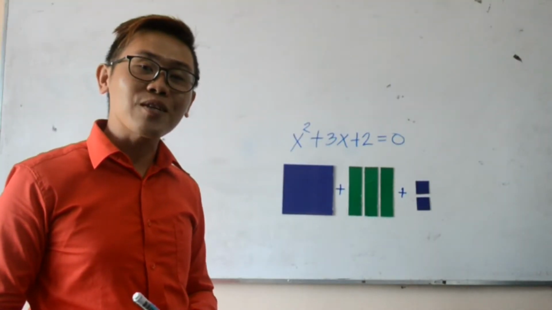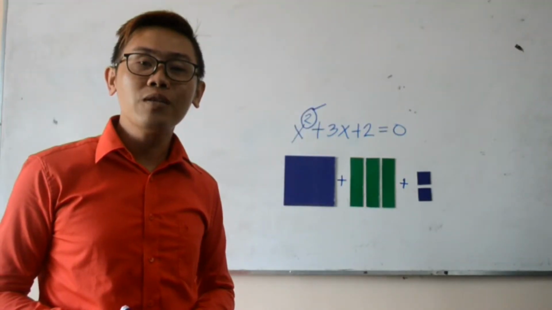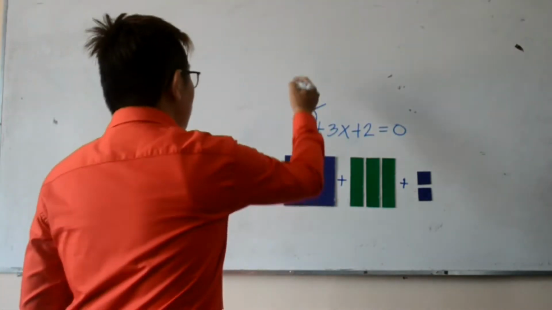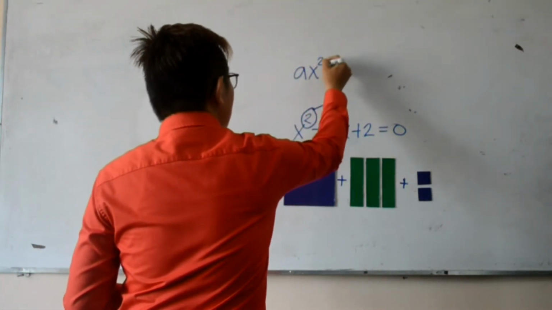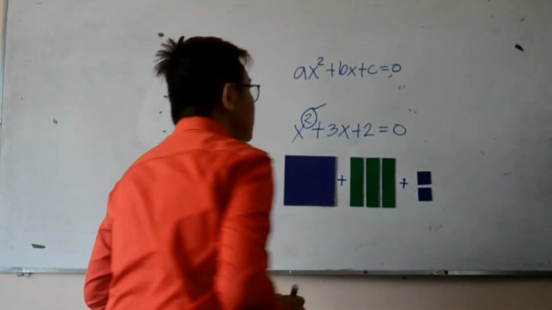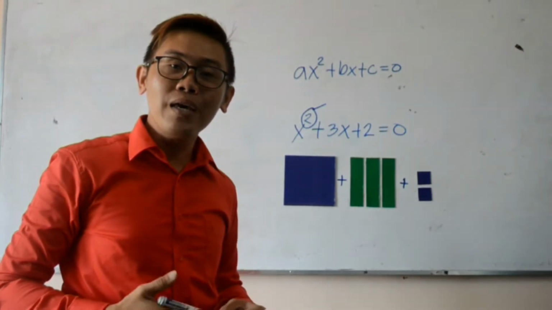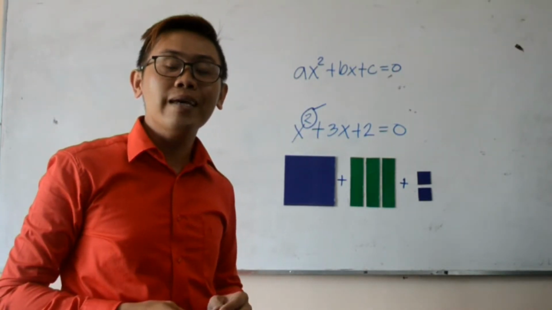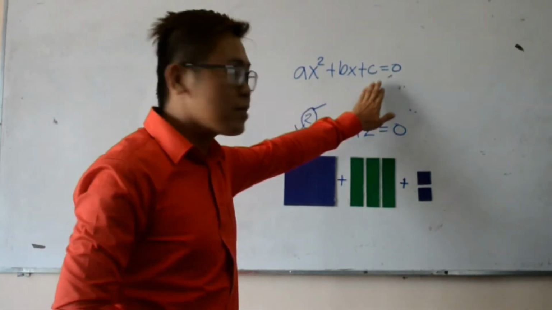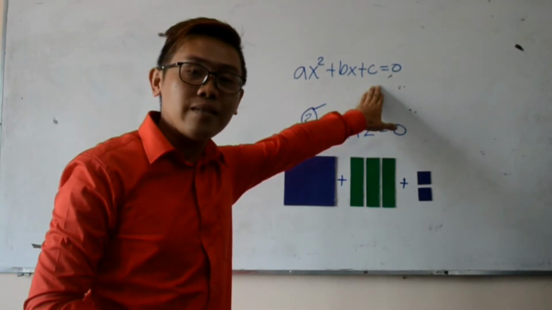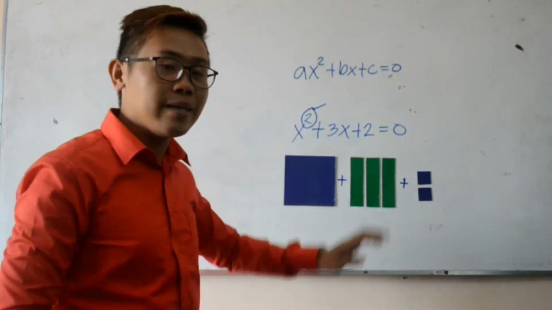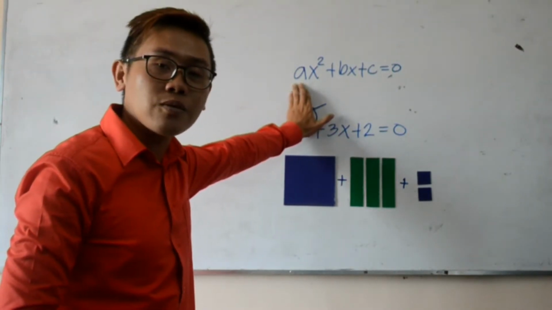What makes the equation quadratic? To define it, a quadratic equation is an equation that can be written in the form of ax squared plus bx plus c is equal to 0, where a, b, and c are real numbers, and a is not equal to 0. We use a, b, c here as numerical coefficients, which means these are all real numbers, and a must not be equal to 0.